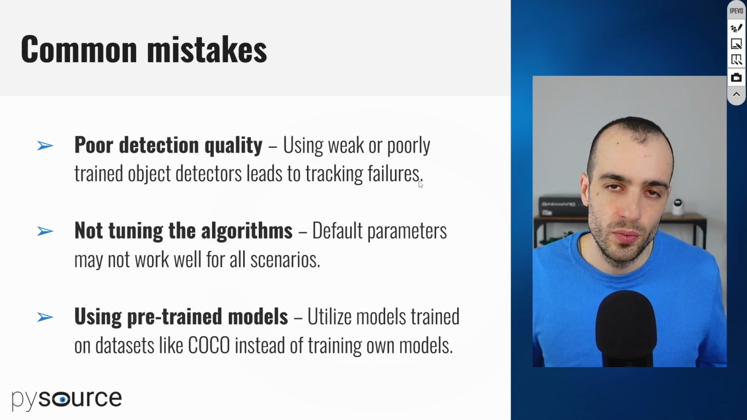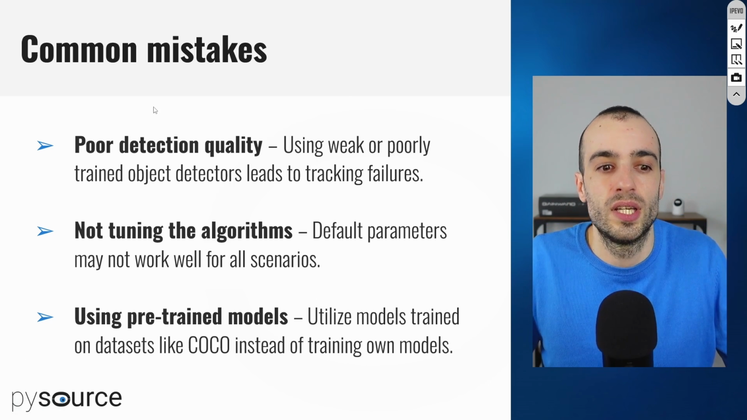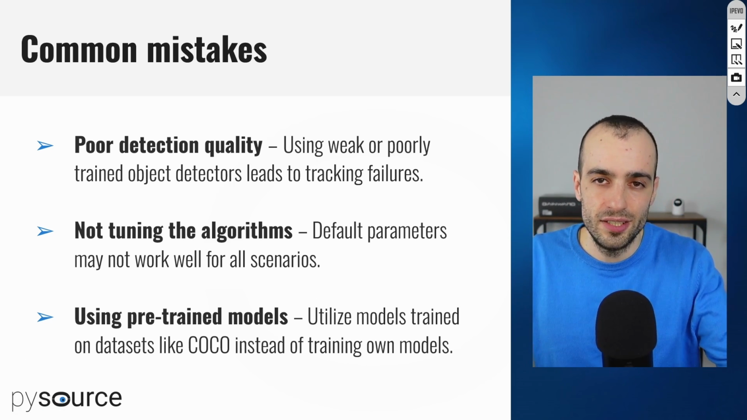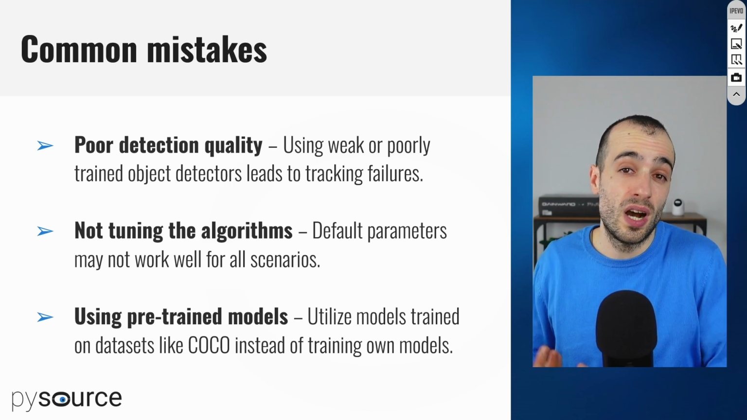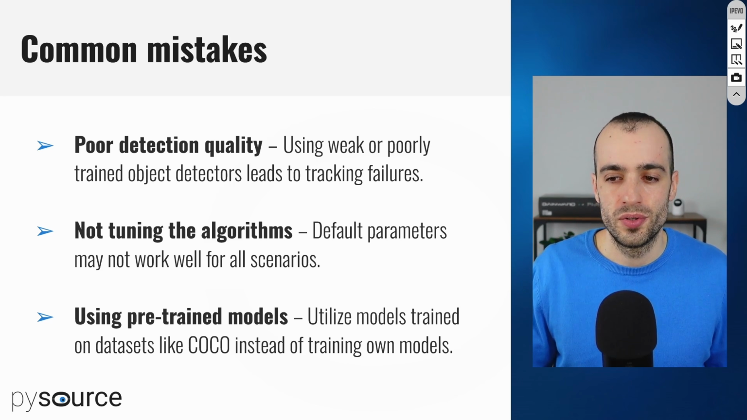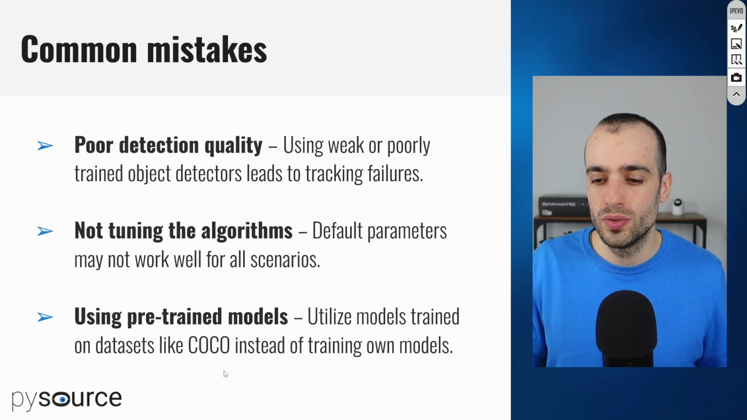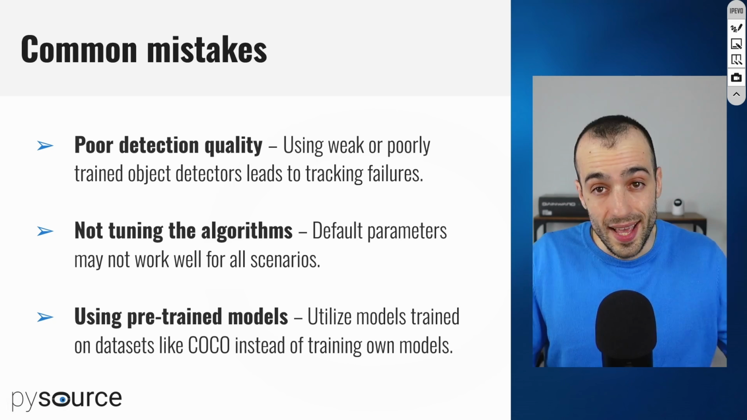And then one of the worst mistakes that you can make is to use pre-trained models. A pre-trained model like the one that I showed you, that can detect 80 different objects on the COCO dataset, is made for research purposes to show you how object detection works, but will not perform well on your scenario. So if you have poor detection using these models, you will have terrible tracking. That's guaranteed.